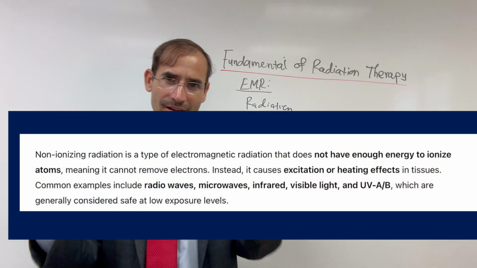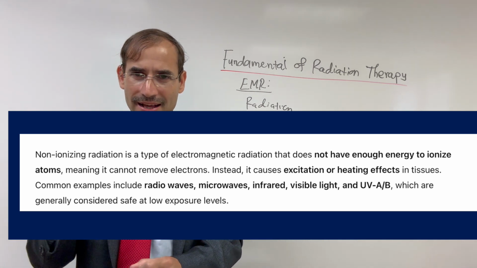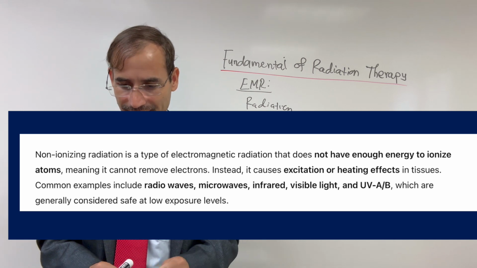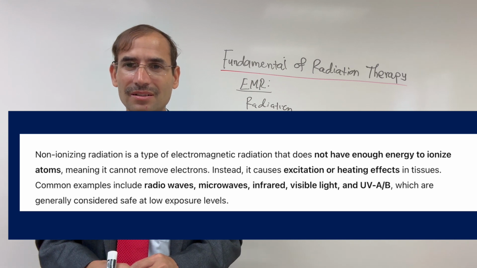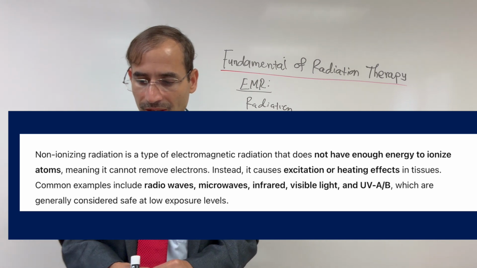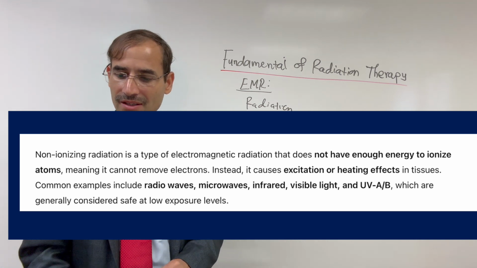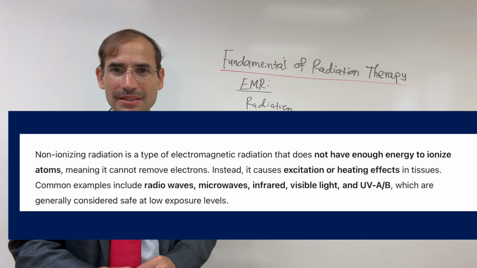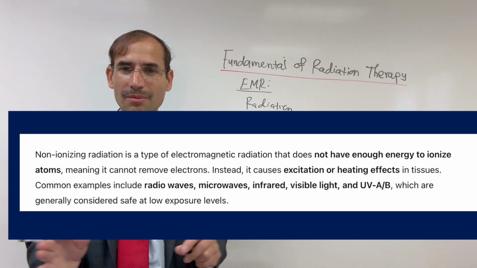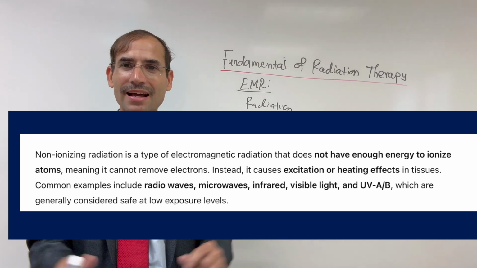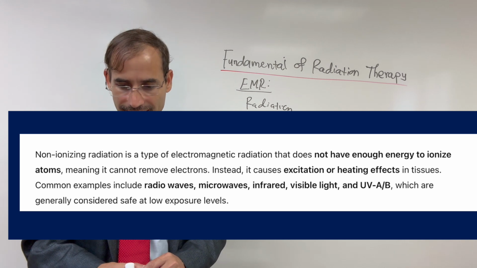Non-ionizing radiation in medical physics cannot knock out electrons directly, but it can excite the electrons of the medium or material it hits. For example, microwaves are an example of non-ionizing radiation. Also radio waves, infrared, and maybe ultraviolet A and ultraviolet B. Ultraviolet C is a kind of border between ionizing and non-ionizing. I would say ultraviolet C is ionizing, but ultraviolet regions A and B are non-ionizing radiation.